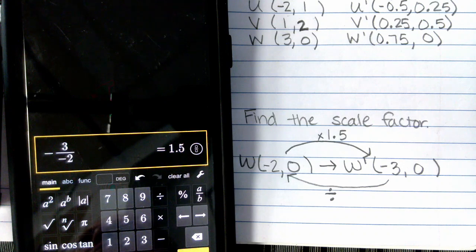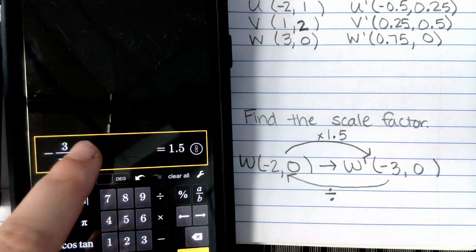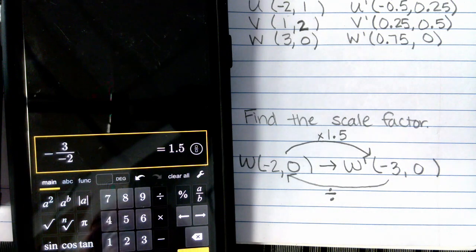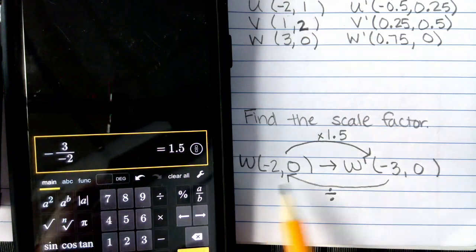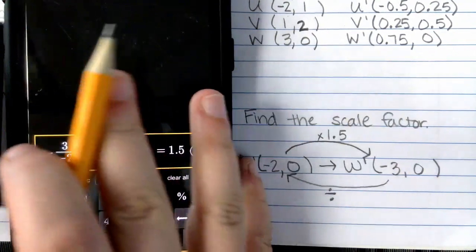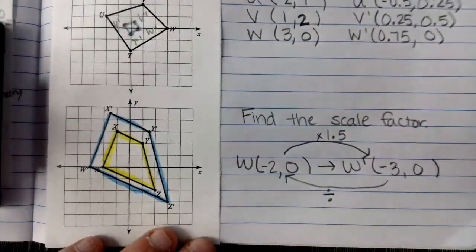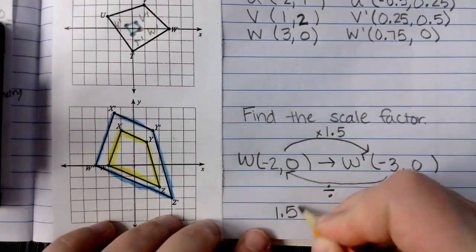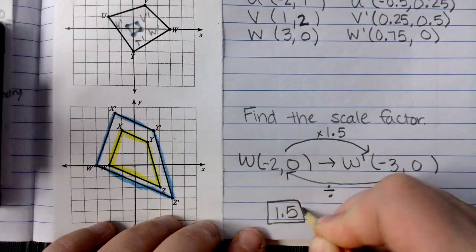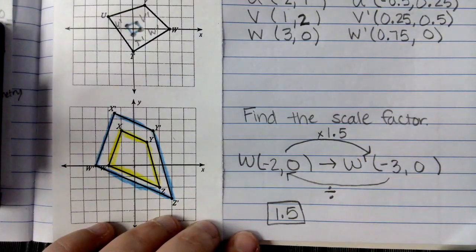So what is our scale factor? What are we multiplying the pre-image by to get the image? 1.5. Okay, and if you're not sure, it's always okay to use that division. So it's okay to do -3 divided by -2. And when we get that answer, that will tell us what we're actually multiplying by. So we're doing the inverse.